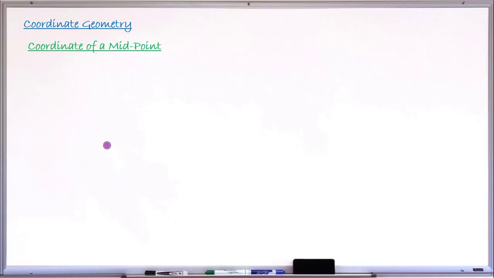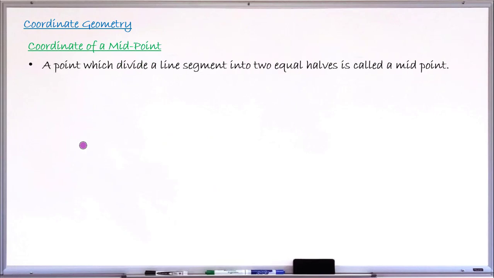So to begin the lesson, let us first define what a midpoint of a line segment is. A point which divides a line segment into two equal halves is called a midpoint. So that very point that divides your line segment into exactly two equal halves is called a midpoint. So let's learn how to find the coordinate of that midpoint.